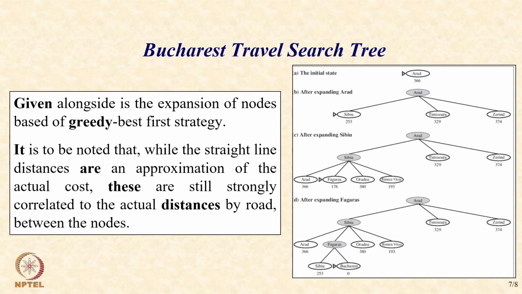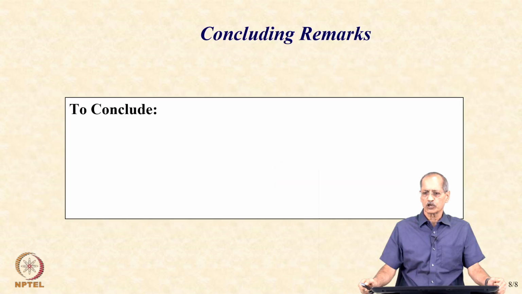Even though we say that the straight line distances are only an approximation and that there could be some correction, you have to note that straight line distances are also in some way related to the actual distances. So, they are reasonable indicators of the actual distances, and in the process they will represent the solution which will essentially be correct.